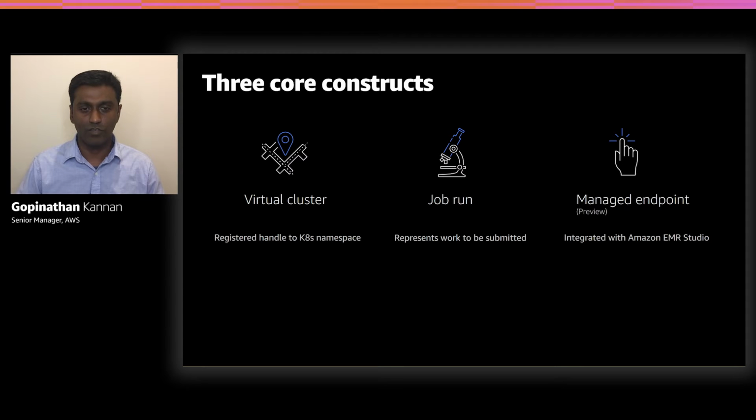The second is a job run. It simply represents a Spark job that is being run and managed by EMR. The third is a managed endpoint, which we are previewing along with EMR Studio as a way to construct and connect your notebook to an EMR managed endpoint on the EKS cluster. More on that later.